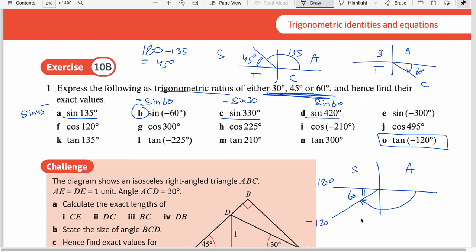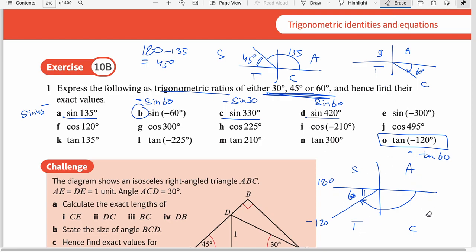And add sugar to coffee. This lies in the third quadrant, where tan is positive, so tan of negative 120 is already positive and the basic angle is 60, so you just write tan of 60. Tan of negative 120 and tan of 60 give the exact same value, and both are positive. The demand of the question is to write them as the ratios of 30, 45 or 60, so I'm converting them all into basic angles or acute angles.